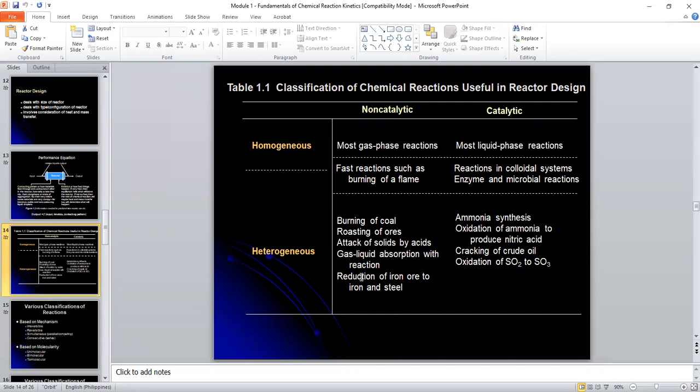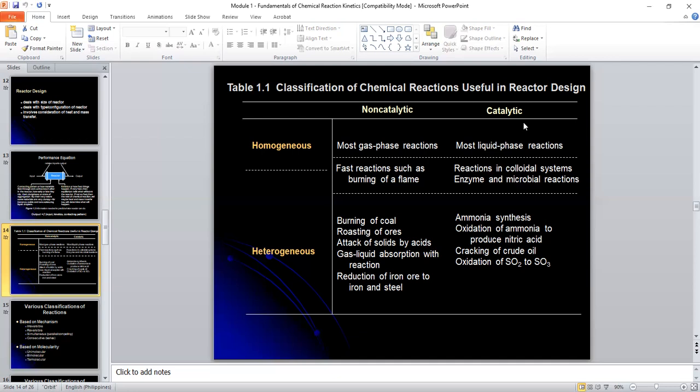Now, most non-catalytic reactions here, the burning of coal, they don't need catalysts. The roasting of ores, the attack of solids by acids, gas-liquid absorption with reaction. Gas-liquid absorption is a unit operation, but when there is already a chemical reaction, then it's being studied under chemical reaction engineering. And reduction of iron ore to iron and steel. These are heterogeneous in nature, and they don't require the presence of a catalyst. Otherwise, the next column beside this one tells you that though they are heterogeneous, they require the presence of a catalyst.